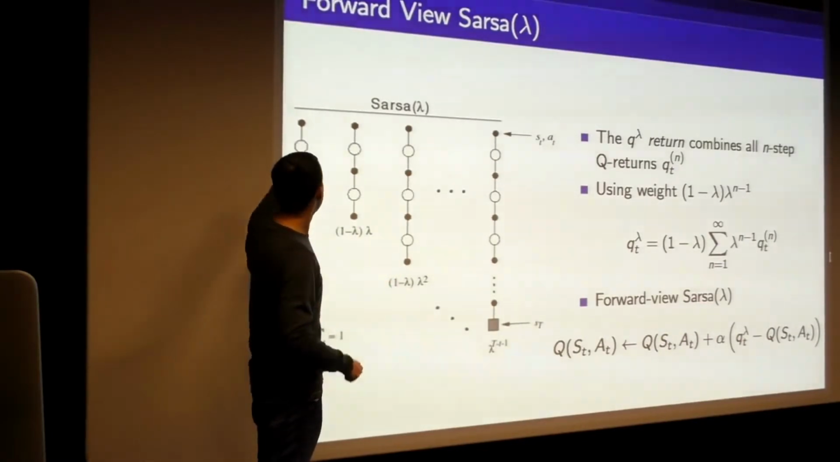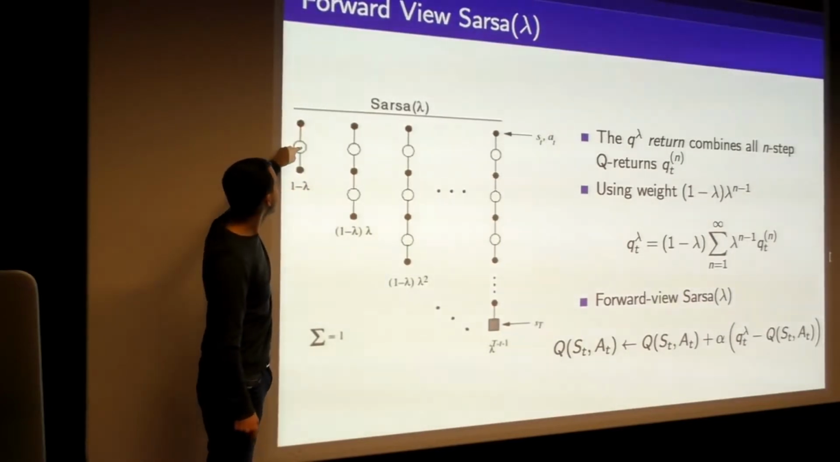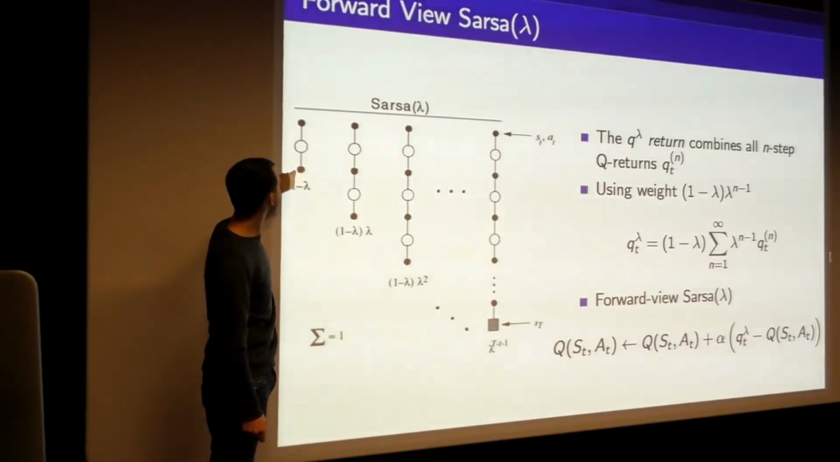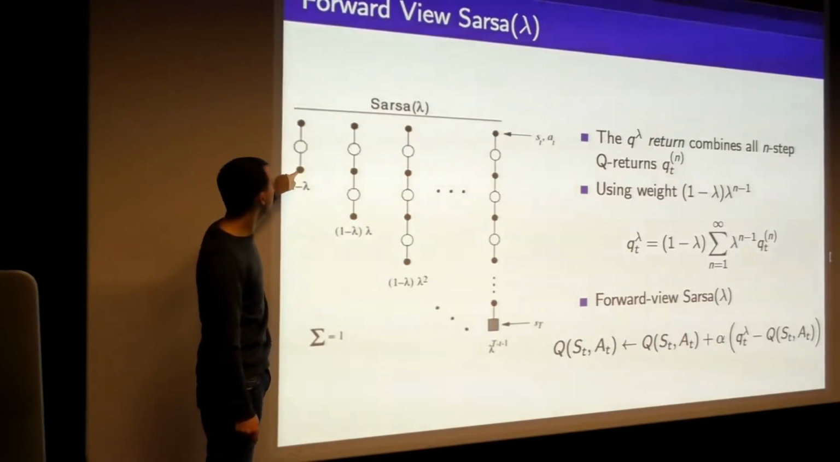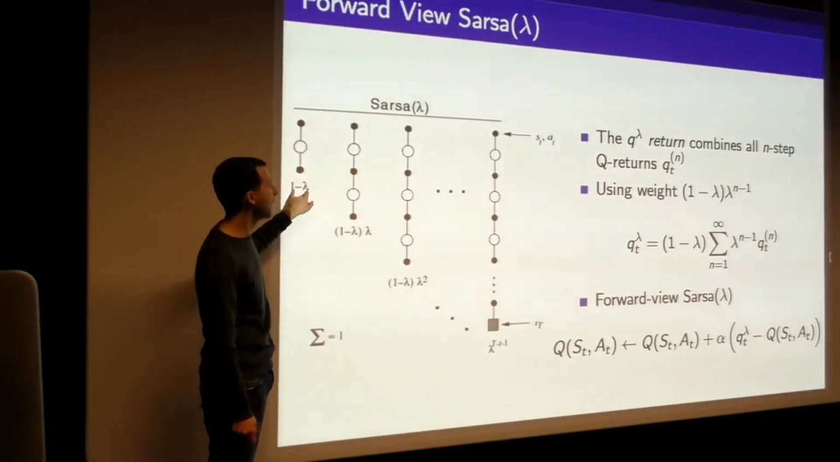returns. So we're going to consider starting in this state action pair. The environment pushes me to this state. I take some action, and then I estimate my Q value here. And we're going to weight this particular return by 1 minus lambda.